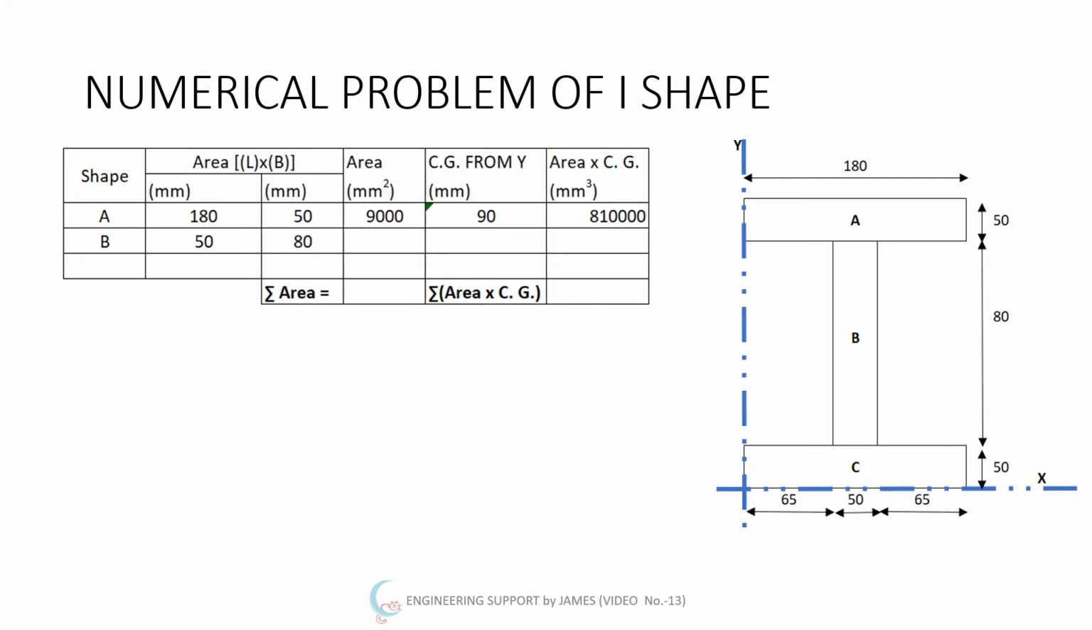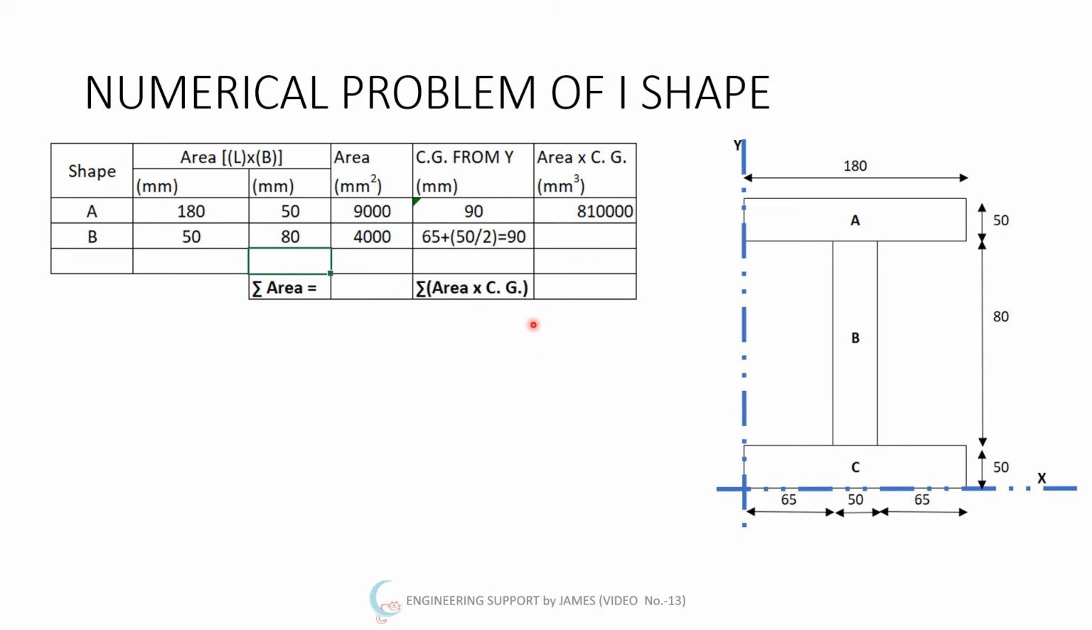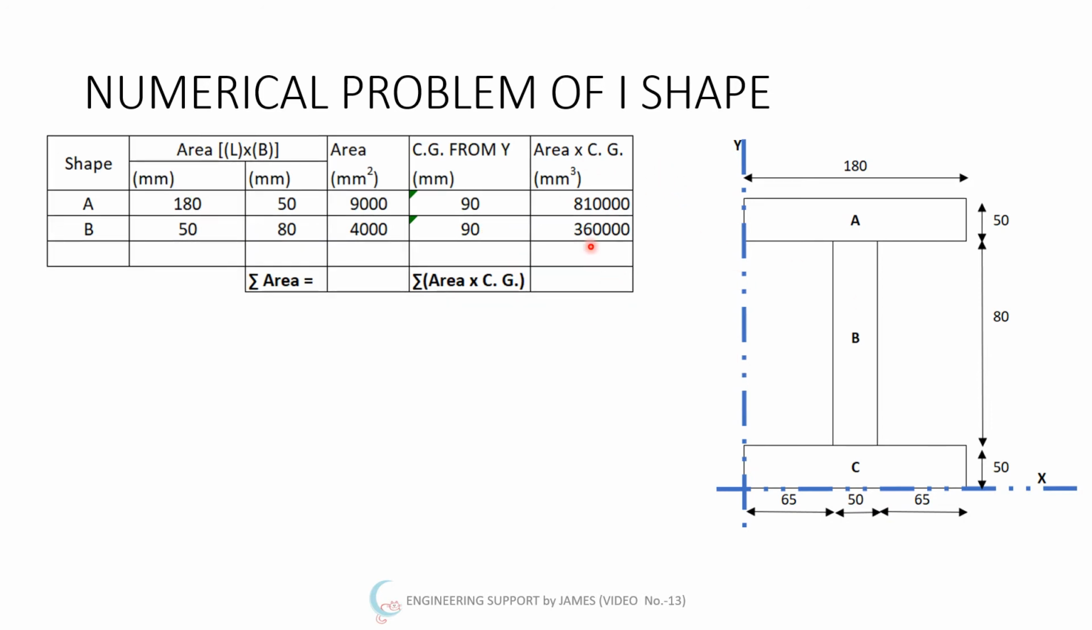Next is B. B is 50 horizontal, this 50 multiplied by this 80, which will be equal to 4000. Then we will calculate the CG from y, which will be equal to 65 plus 50 divided by 2, which will be equal to 90 only. And the area multiplied by CG equals 360,000. So area multiplied by CG is in mm cube in this case.